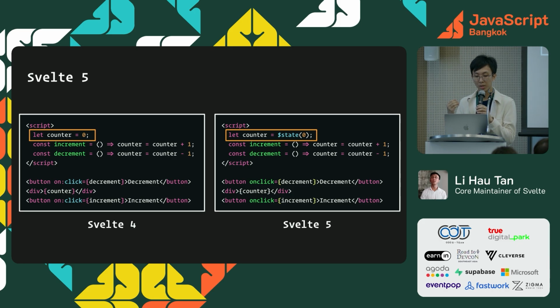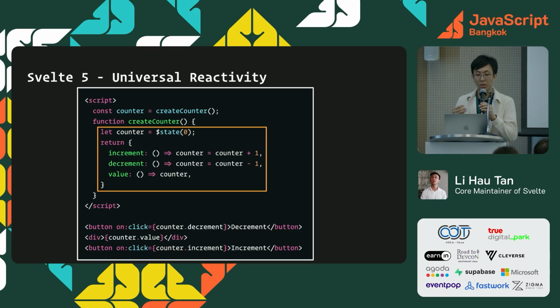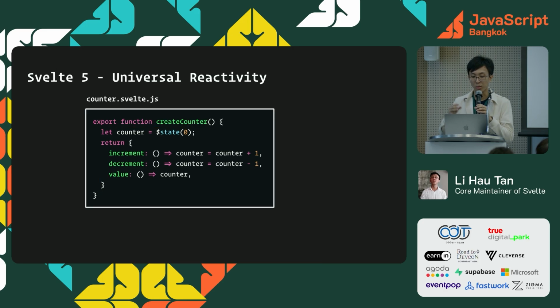By using runes, it also opens up new opportunities which weren't possible in Svelte 4 or previous versions of Svelte, which is universal reactivity, where you can move the code for reactive state into reusable functions. You can copy the same code, move it into a function, and it will still work. You don't have to rewrite the code in a totally different way to abstract it out, like you would in Svelte 4 or previous versions. Or you can also move it into a separate JavaScript file, and it still works.